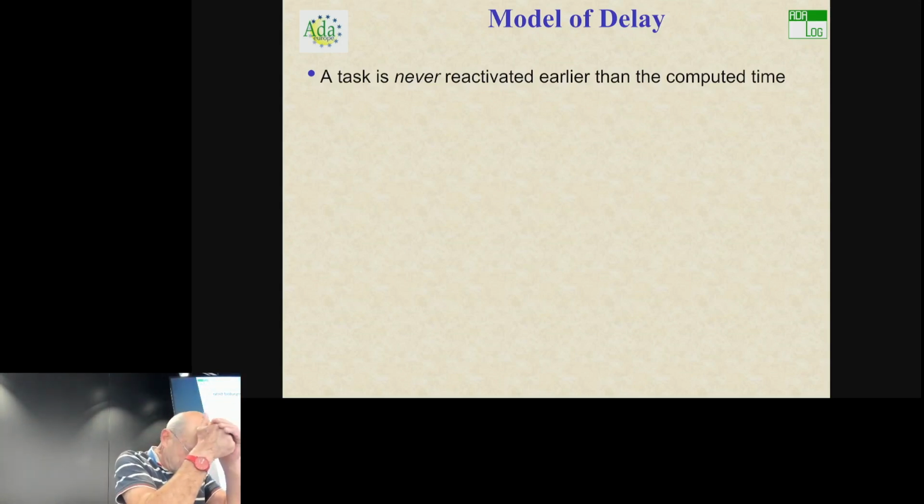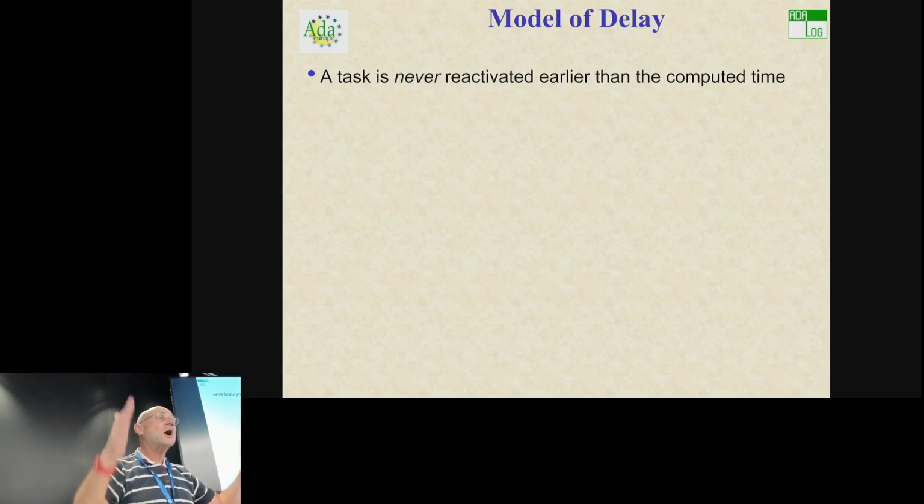If you are conformed, there are two important properties of the delay statement, whether delay absolute or relative. First, a task is never reactivated before the computed time. So if you give a time to wake up that falls, say, between two hardware ticks of your clock, it must be rounded up. It cannot be rounded down. So you cannot guarantee an exact delay. That would mean nothing, of course. But at least you are guaranteed not to wake up earlier than the expected time.